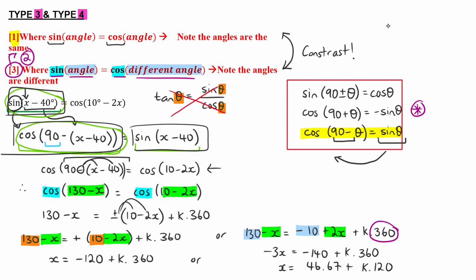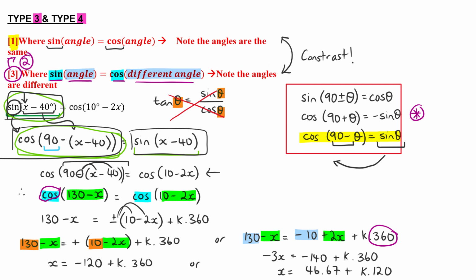So that's a look at type 3, where we have to use a co-function and then change one of the ratios from either a sine to a cos, so that we have two equivalent ratios. And when we've got that, then we can simply treat it as a type 2 equation.